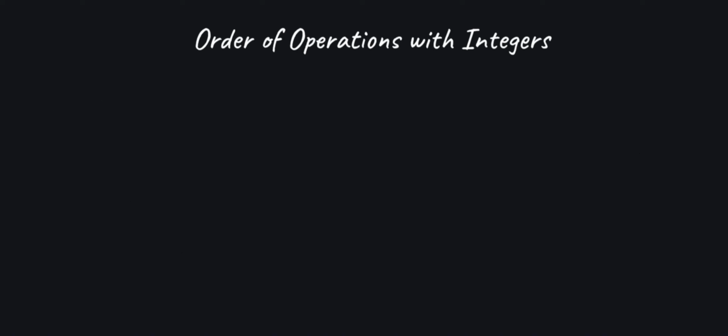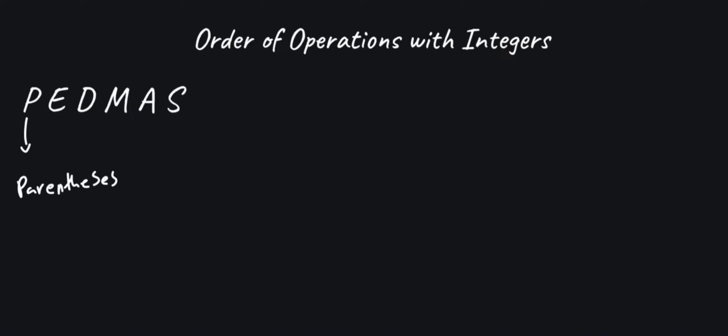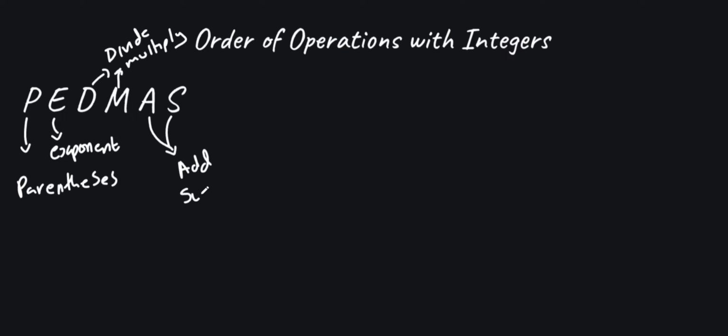In this next section, we're going to talk about the order of operations with integers. So this means where do you start simplifying or answering a question that's given to you. We have a specific order for it, and this is called PEMDAS. PEMDAS means P is for parentheses, E is for exponent, D and M divide and multiply, add and subtract. So PEMDAS is the order of operations.